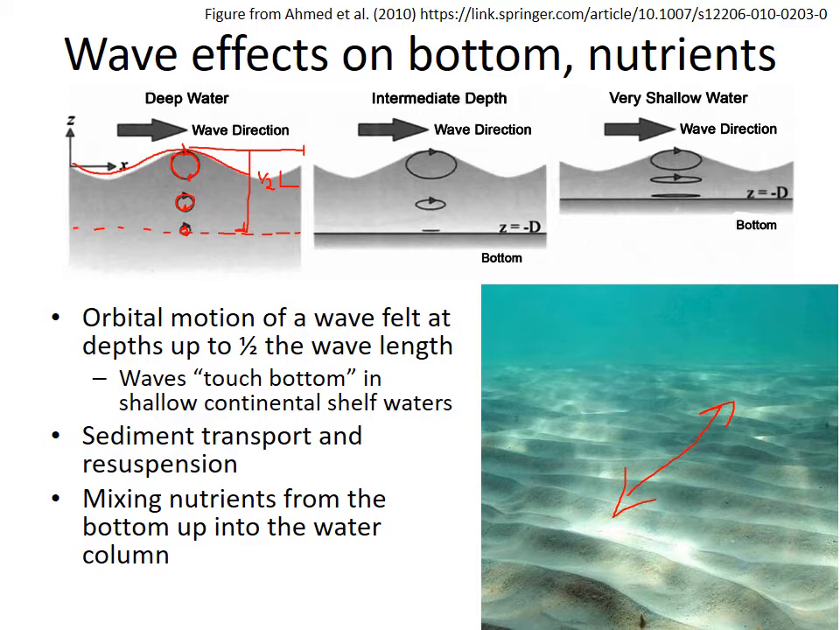So these currents from waves and other sources of currents like tides, they can transport and resuspend sediment. They might erode the sediment away, or they might bring more sediment in and deposit it, so they can move the sediments around. They can also mix nutrients up from the bottom into the water column, which has important consequences for primary producers, which now have access to those nutrients.